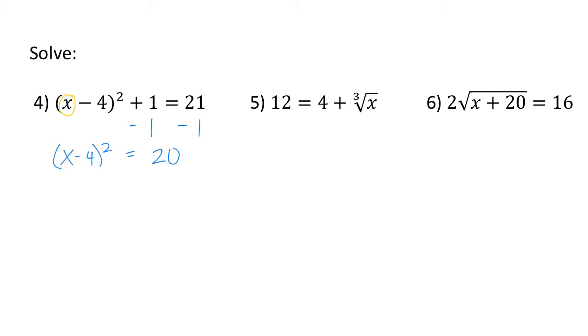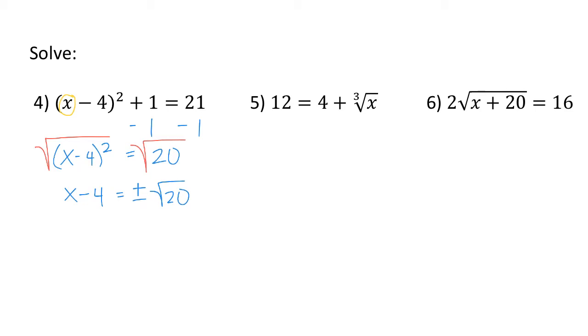I'm going to undo the squared. The inverse of squaring is taking a square root. If you take a square root and square, they cancel each other out. And then I'm going to remember that every time I take the square root, I want to put plus or minus in front of the square root.